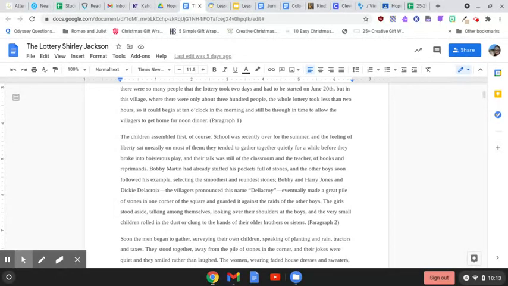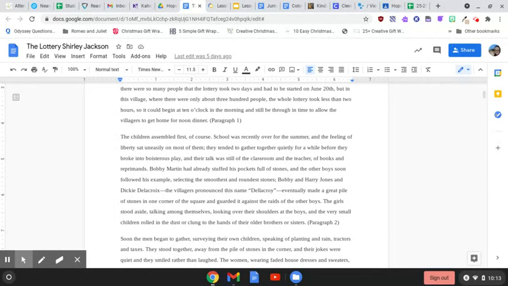Bobby Martin had already stuffed his pockets full of stones, and the other boys soon followed his example, selecting the smoothest and roundest stones. Bobby and Harry Jones and Dickie Delacroix, the villagers pronounced his name Delacroix, eventually made a great pile of stones in one corner of the square and guarded it against the raids of the other boys. The girls stood aside, talking among themselves, looking over their shoulders at the boys, and the very small children rolled in the dust or clung to the hands of their older brothers or sisters.